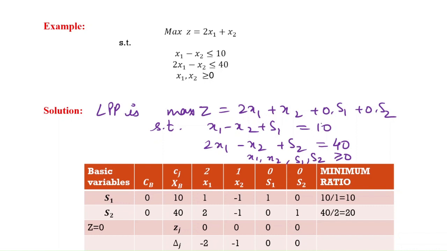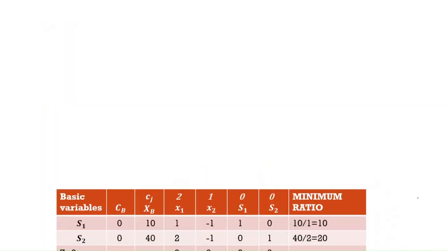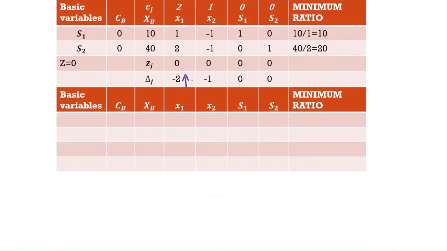Second step, we have to find out the basic solution. s1 is 10, s2 is 40. So the initial table that we'll be getting here, this is the same process as the simplex method. Now zj is coming out to be 0 and delta j is minus 2, minus 1 and 0, 0. So this is the most negative, and we could identify the minimum ratio is 10 and 20. So this becomes the leaving variable, right? So this was the initial table, and this is the leaving variable. So the pivot element that we have is this. As it is already 1, s1 would leave and x1 will enter the basis.